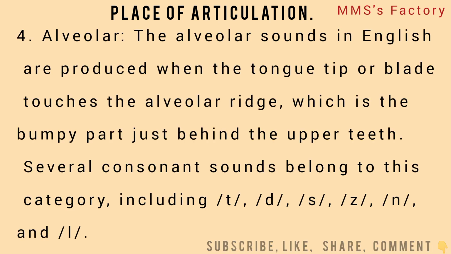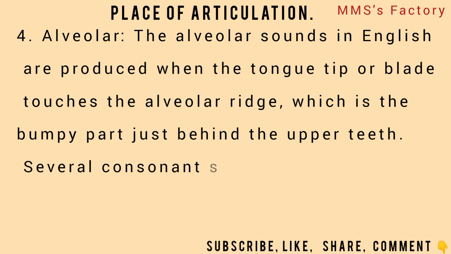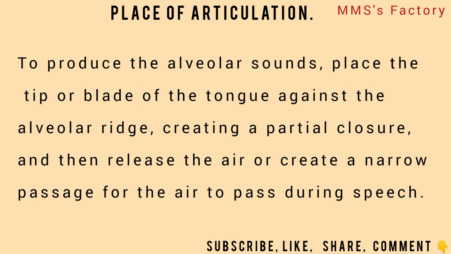4. Alveolar. The alveolar sounds in English are produced when the tongue tip or blade touches the alveolar ridge, which is the bumpy part just behind the upper teeth. Several consonant sounds belong to this category, including T, D, S, Z, N, L. To produce the alveolar sounds, place the tip or blade of the tongue against the alveolar ridge, creating a partial closure, and then release the air or create a narrow passage for the air to pass during speech.